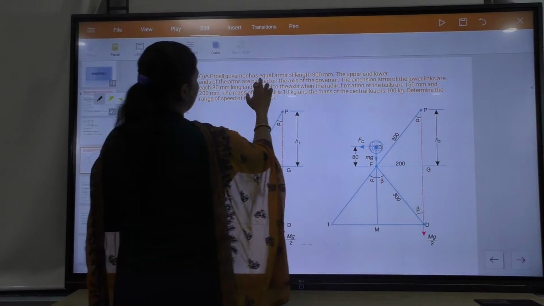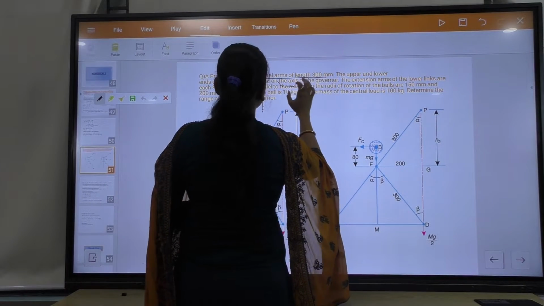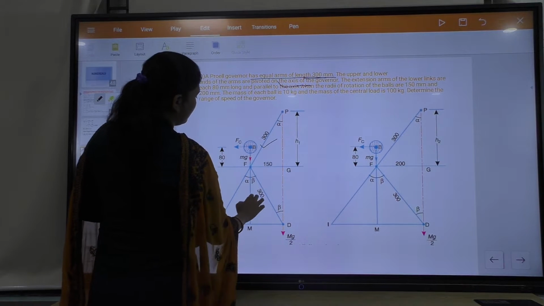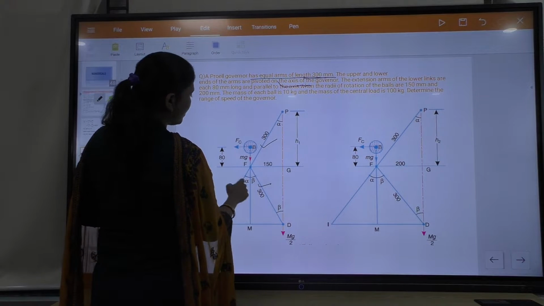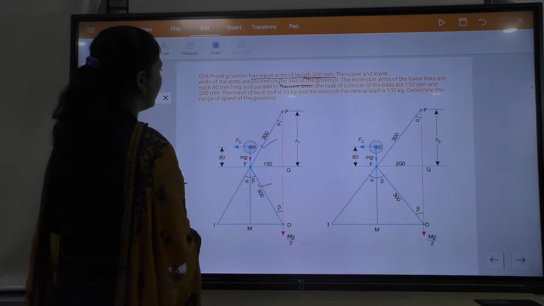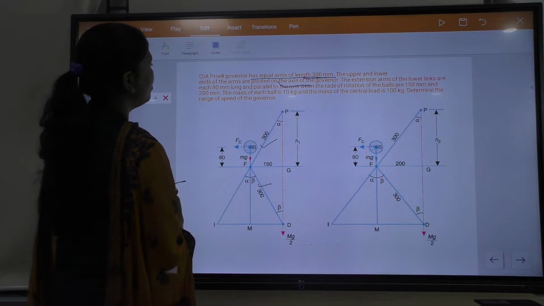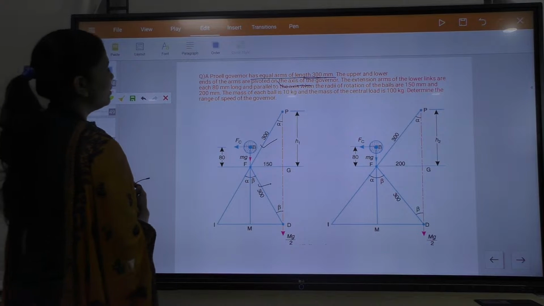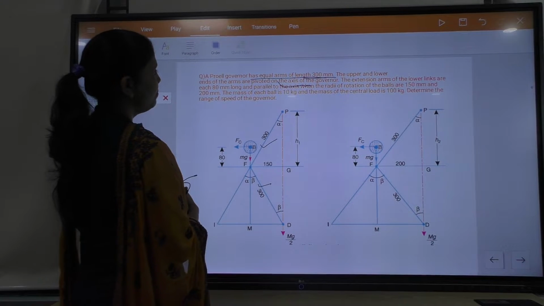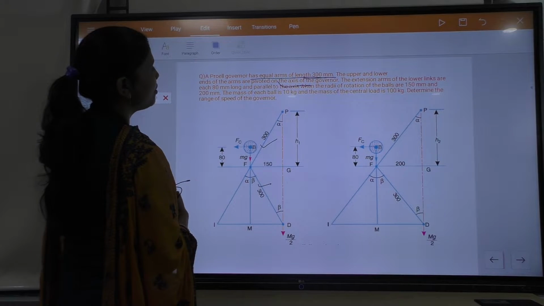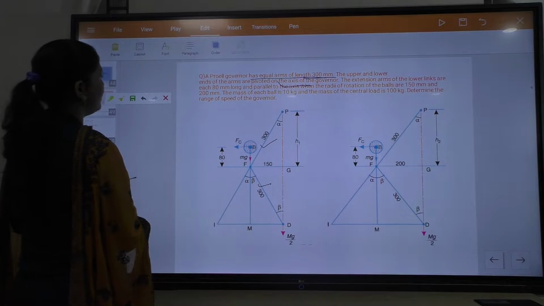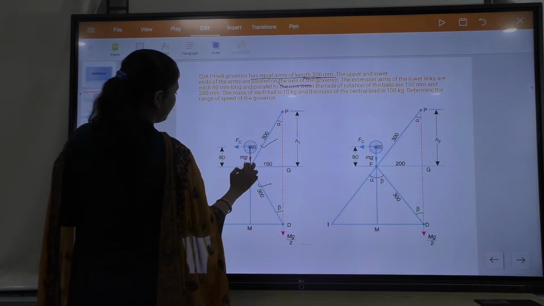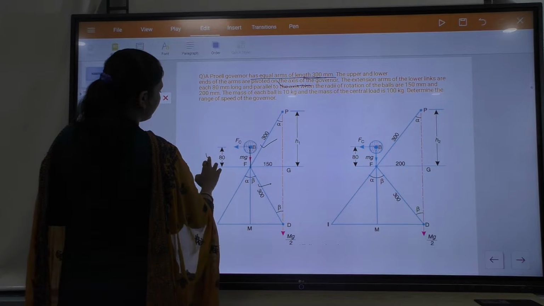So the length of the arms are equal, that is 300 mm. This is one arm, this is your link, and both have the same length, that is 300 mm. The upper and lower ends of the arms are pivoted on the axis of the governor. The extension arms of the lower links are each 80 mm long. That means these extended arms are 80 mm long.